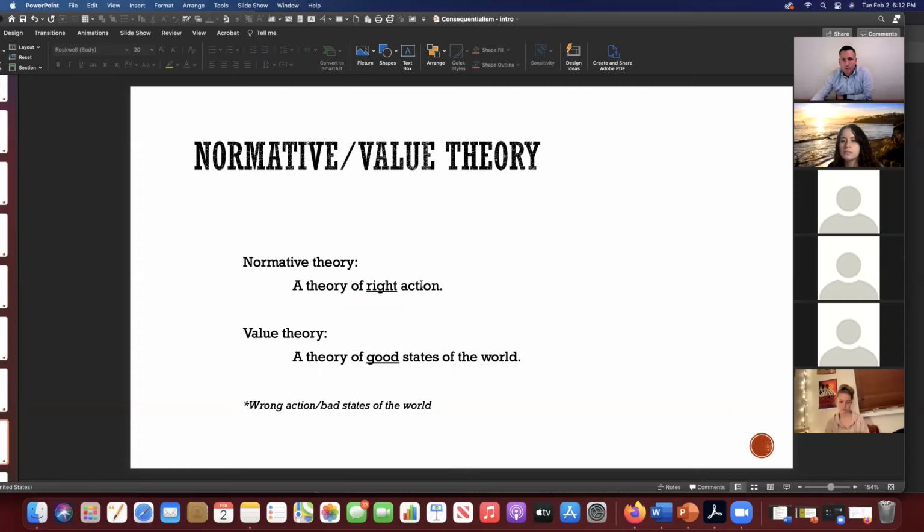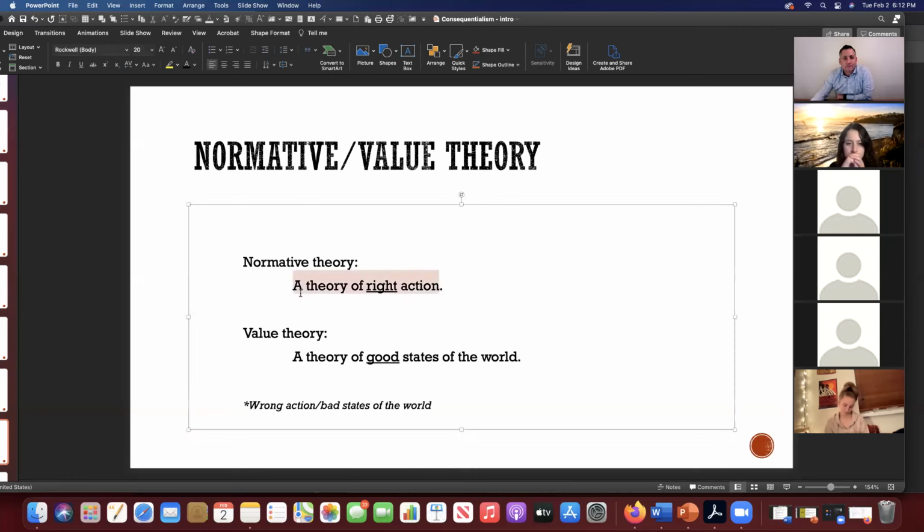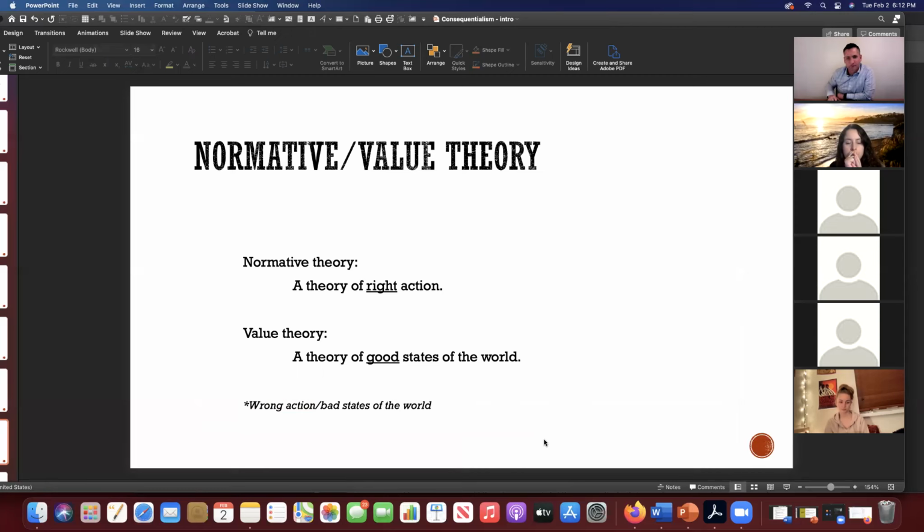Okay, so remember what a normative theory is, remember what a value theory is, just to refresh your memories in case you've forgotten. A normative theory is a theory of right action, conversely a theory of wrong action, or even a theory of neutral action, an action that's neither right nor wrong, morally speaking. And then a value theory is a theory of good states of the world or bad states of the world, or even neutral states of the world. Those are possibilities that get developed in the literature.